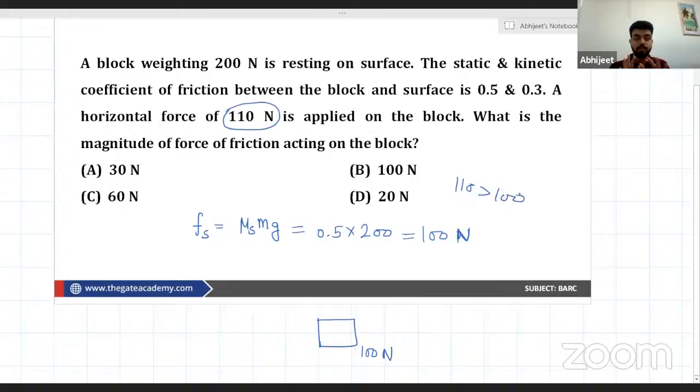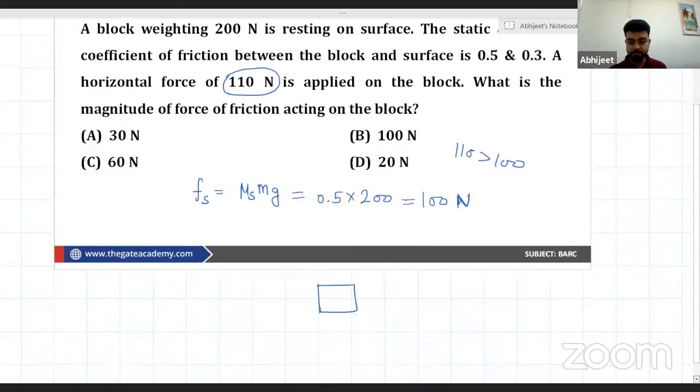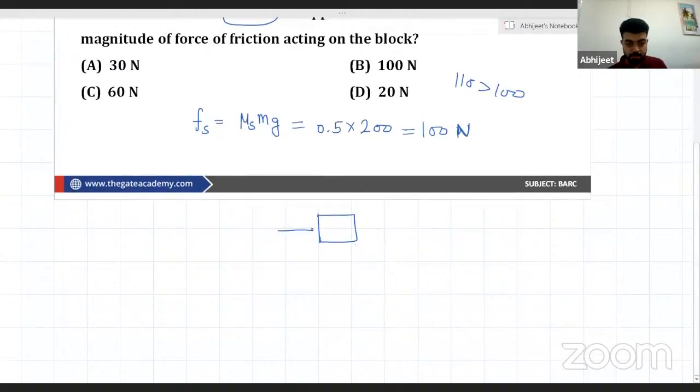So obviously, the block will not be in impending motion. The block will start the motion. If the block is starting the motion, then if we make the free body diagram of it, this is 110 Newton, and this is the friction force of 100 Newton. Now we have to see what the friction force will be at this time. We are going to find the kinetic friction in that condition, because the block is in motion.